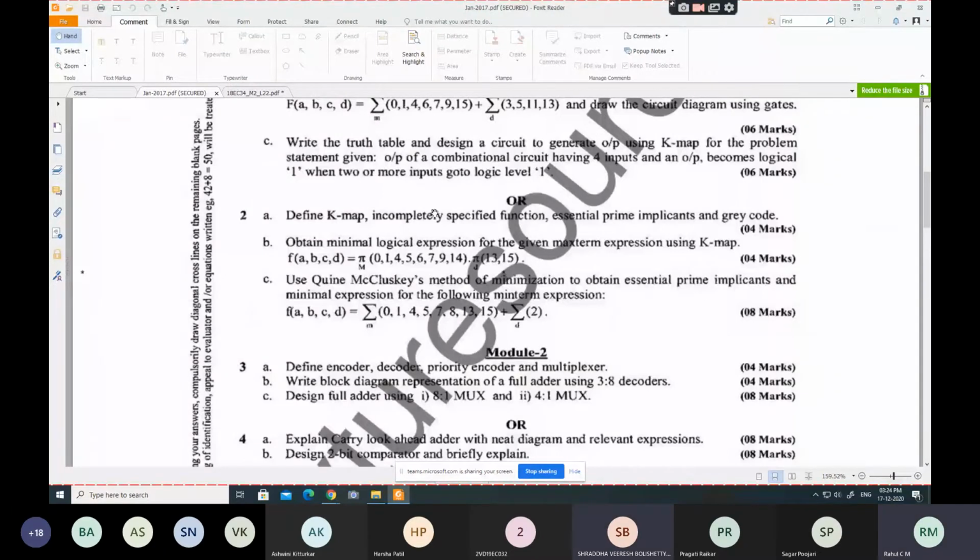K-map is a pictorial graph method to represent minimum Boolean expressions. Don't give one word answers. You will get only 1 mark for a 4 mark question. Do try to explain also. Do try to put 2 variable K-map, 3 variable K-map and 4 variable K-map. Why are there so many cells? How are adjacent cells related?